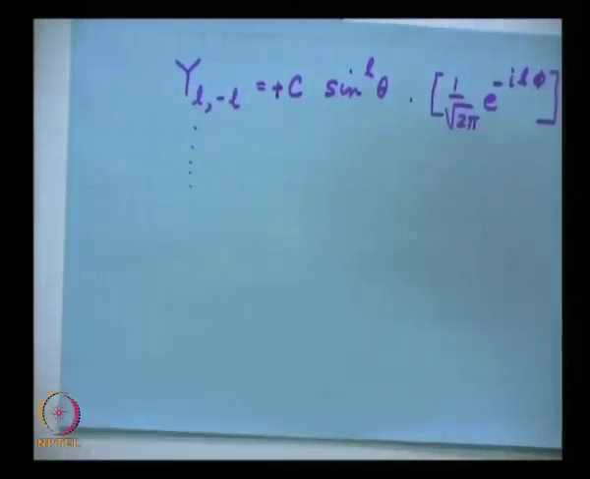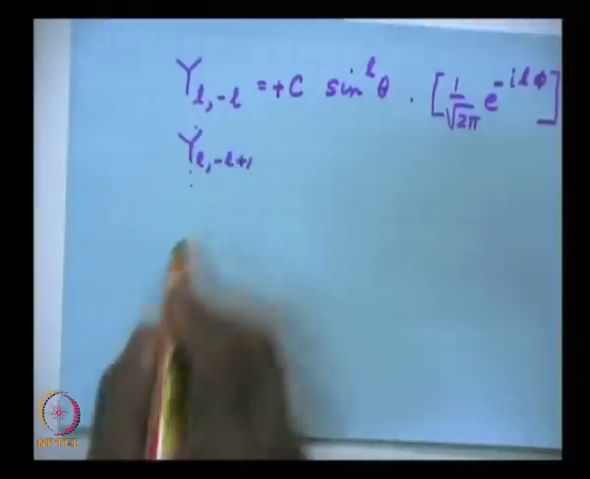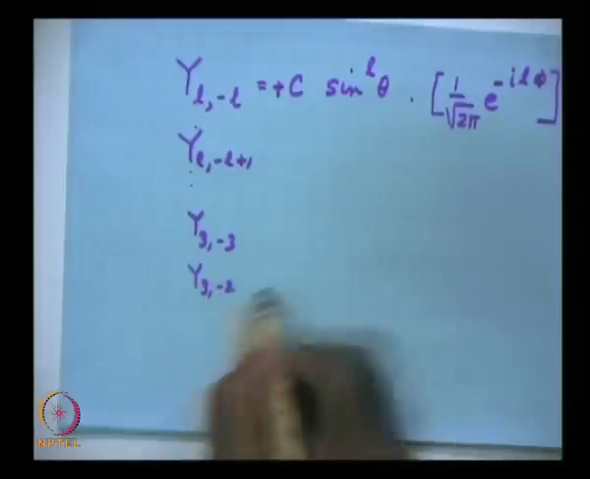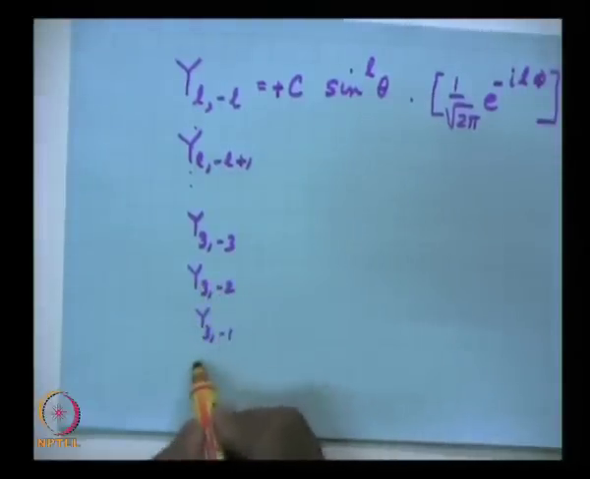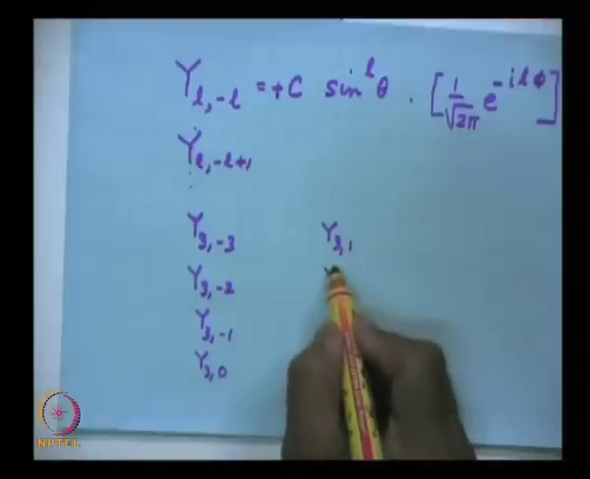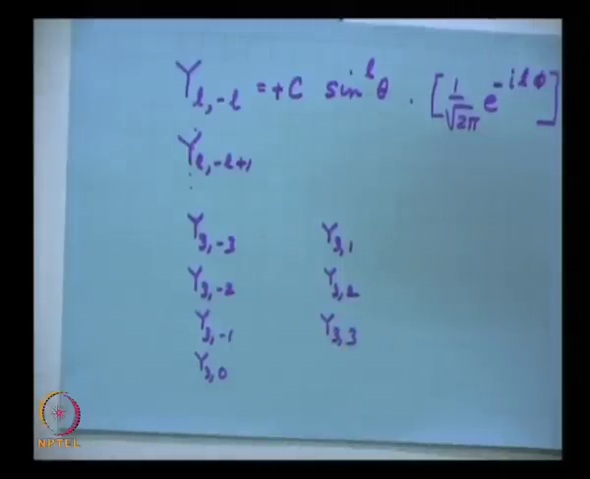as the number of L values becomes larger, of course it becomes more cumbersome, but in principle it is very straightforward. You use continuously the ladder operators and find out Y L minus L plus 1 and so on. So, if you start with Y 3 minus 3, then you land up with Y 3 minus 2, then Y 3 minus 1, and then Y 3 0, and then Y 3 1, Y 3 2 and Y 3 3. So, you will be able to get rigorously correct expressions with the appropriate sign, appropriately normalized.